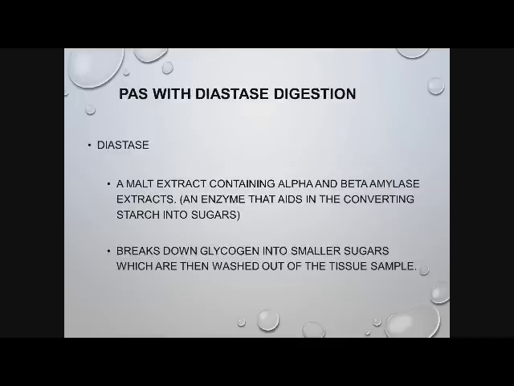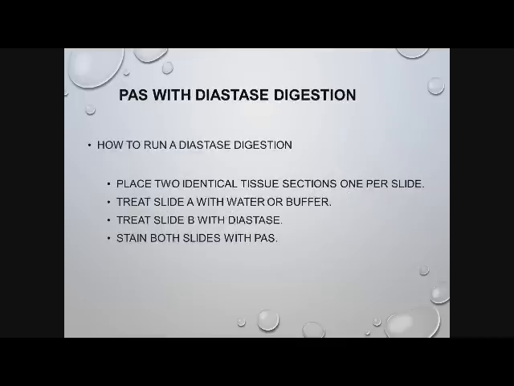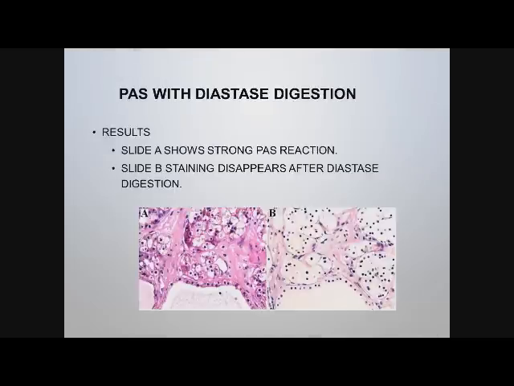What the diastase does is it breaks down glycogen into smaller groups, which are then washed out of a tissue sample. So how do you run a proper diastase digestion? A proper diastase digestion requires 2 slides. You want 2 identical pieces of tissue on 2 separate slides. You treat slide A with water or buffer, while you treat slide B with diastase. Then you stain both slides with PAS, and you're going to get something that looks like this.